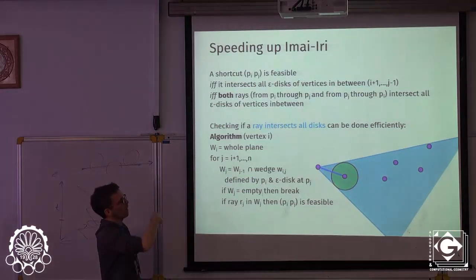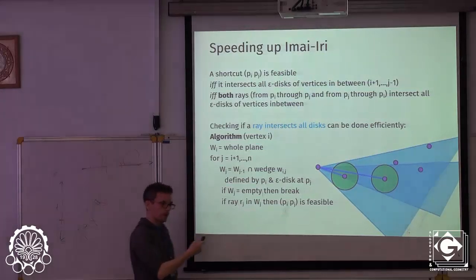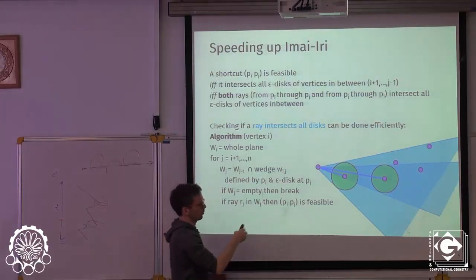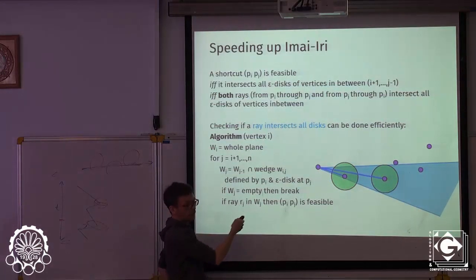And then to prepare for the next vertex, what I'm going to do, so this one is in the blue area, I have the shortcut. But now I'm taking the epsilon ball here. This again defines a wedge, which I'm now going to intersect with my previously computed wedge. So this is now the intersection which I keep. And I continue from there.